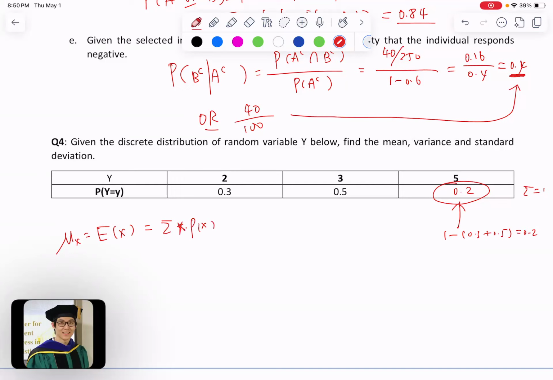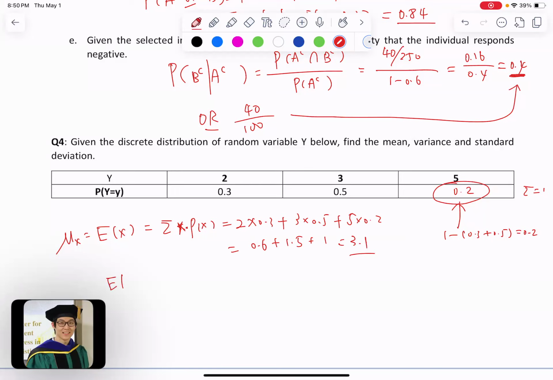So right here, of course, we use y, but just a notation representation. So we're gonna use the number times the probability, right? And then keep doing it. Number 3 times the corresponding probability plus 5 times 0.2. So that's 0.6 plus 1.5 plus 1. So there's 3.1, right? So the mean is 3.1.